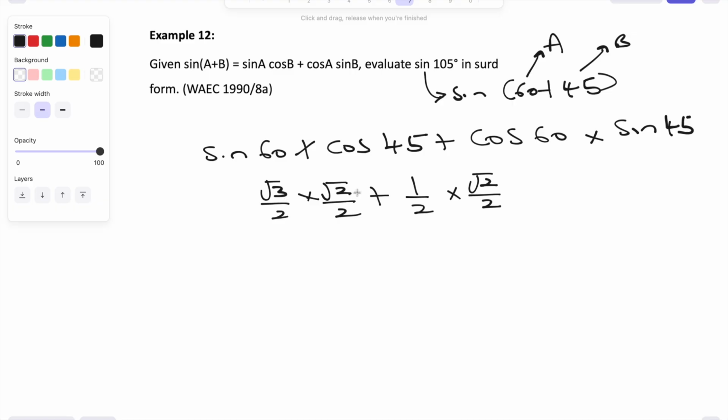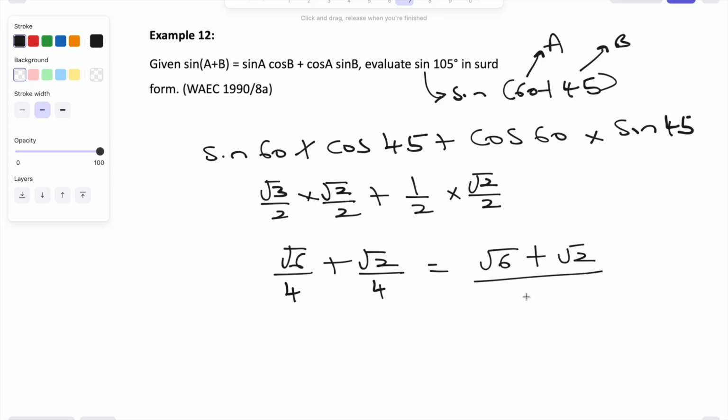So root 3 times root 2 gives you root 6, all over 2 times 2, which is 4. Plus 1 times root 2 gives you root 2, all over 2 times 2, which is 4. So this is root 6 plus root 2 all over 4, and this is actually your answer. Don't go and say root 6 plus 2. That is something entirely different, and very wrong. So the answer is root 6 plus root 2 over 4.